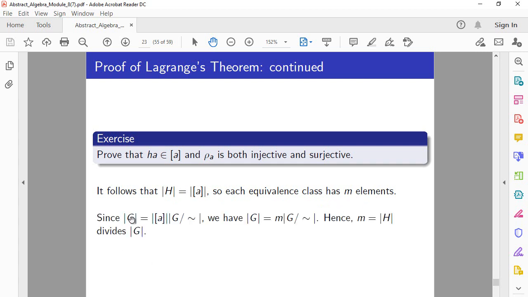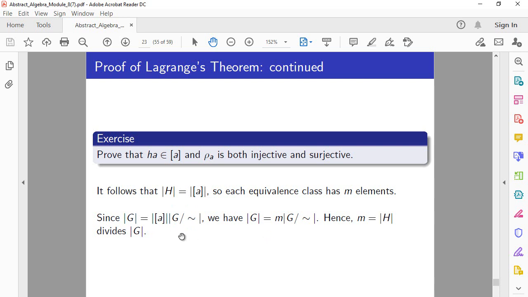Now, since the set of distinct classes forms a partition of G, which means that every element of G is in one of the classes, that is, the total number of elements in the classes is the same as the number of elements in G. So I can say the number of elements in G is the same as the number of elements in one of the classes multiplied by the number of distinct classes.